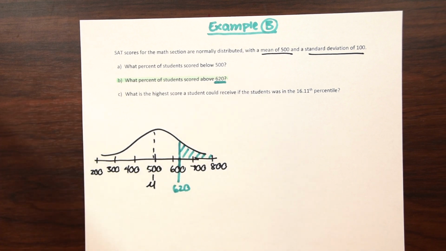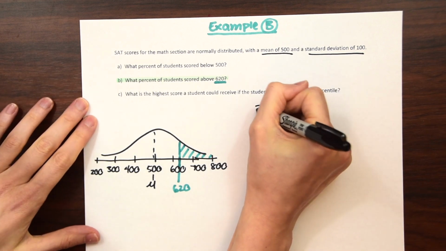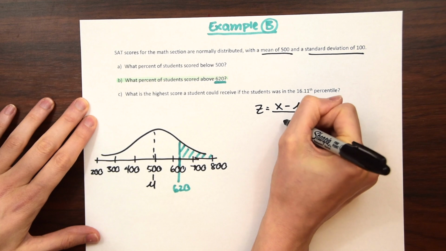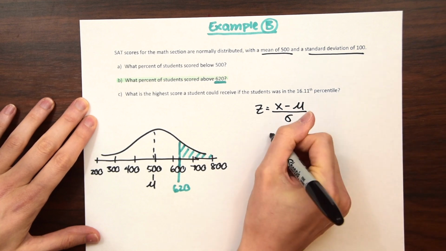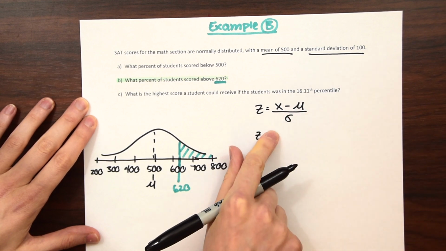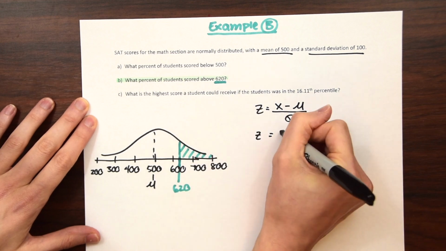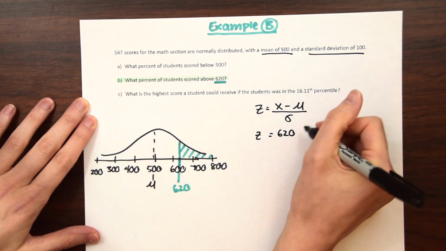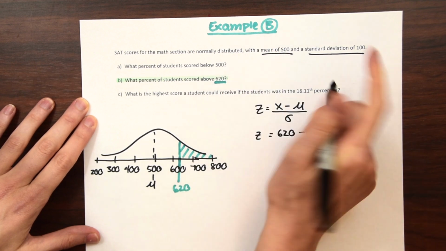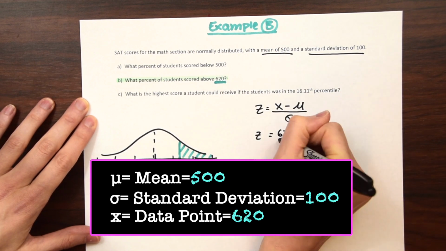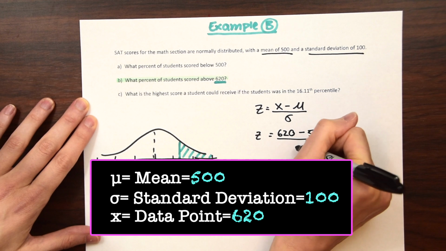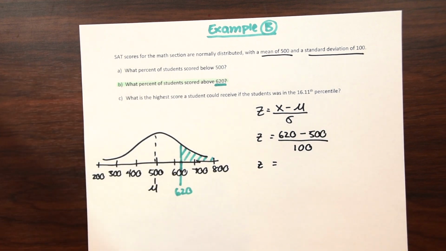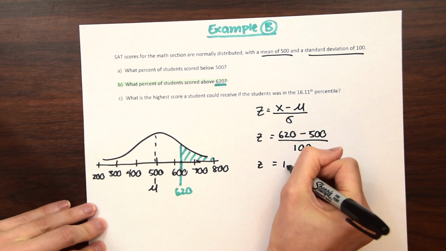So let's write out our z-score formula again. So we have z is equal to x minus mu all over sigma. So our data point this time is equal to 620, because that's the score we're looking for, everything above that. Minus mu, the mean, 500, all over sigma, the standard deviation, 100. So when we calculate this, we end up getting 1.2.